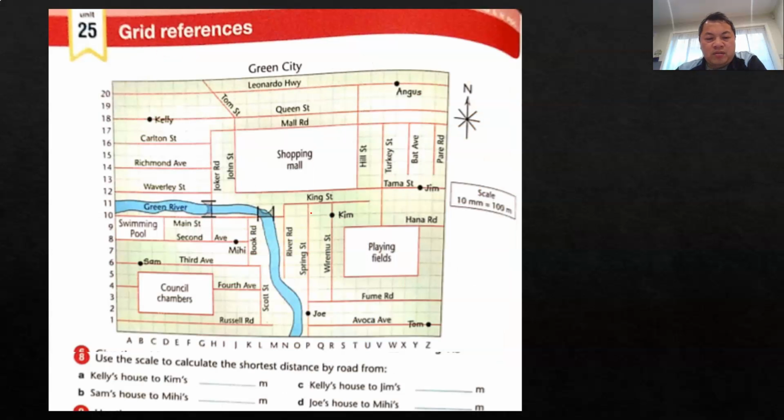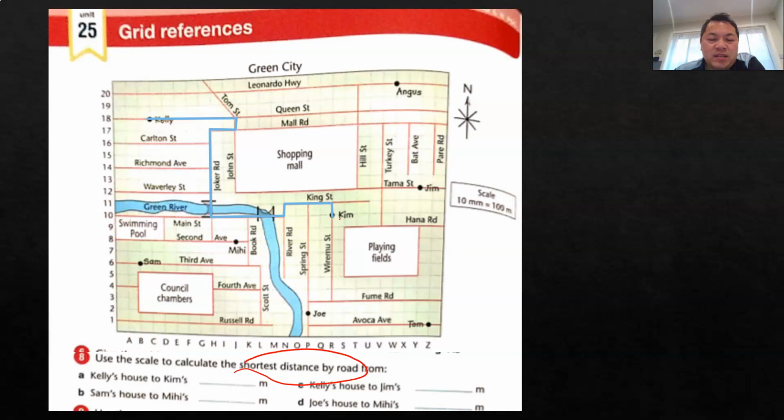Then the next one, you're supposed to find the distance from Kelly's house to Kim's house. Bear in mind, we are not looking at the direct point. We need to go by the road. They say the shortest distance by the road, so don't do it wrongly. So from Kelly, you've got to start planning. Kelly's house is here, and Kim's house is here. What's the shortest way? I actually drew it out, and that is actually the shortest way.